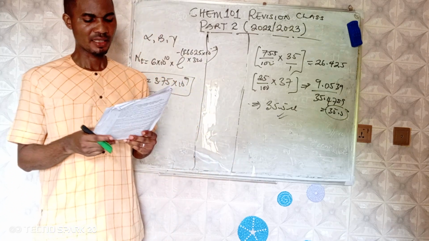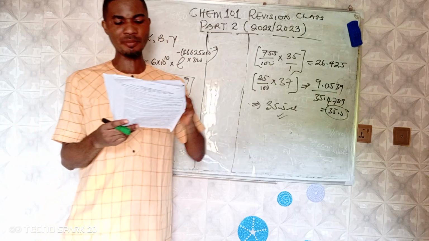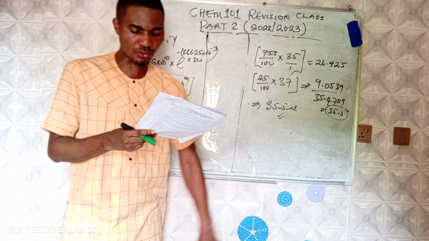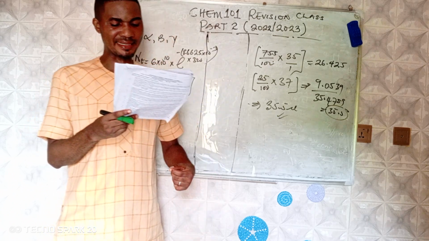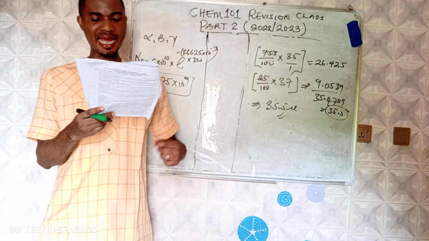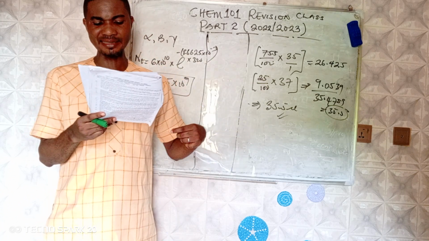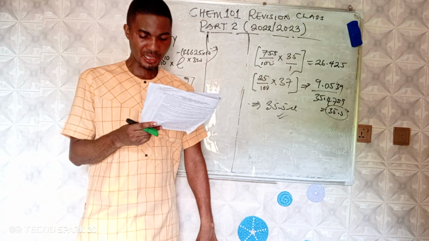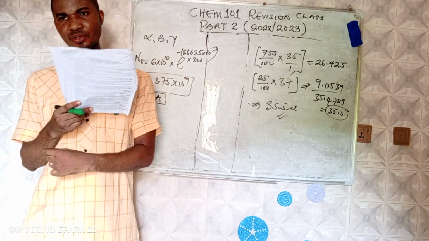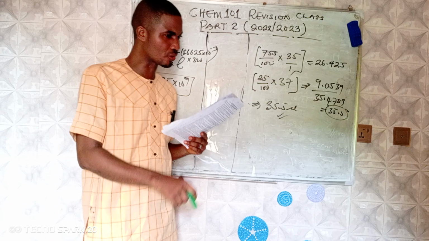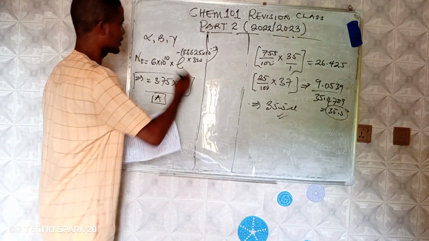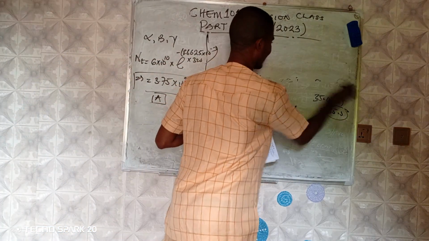Atomic radius increases down the group and decreases across the period. Let me write it down for the benefit of doubt.